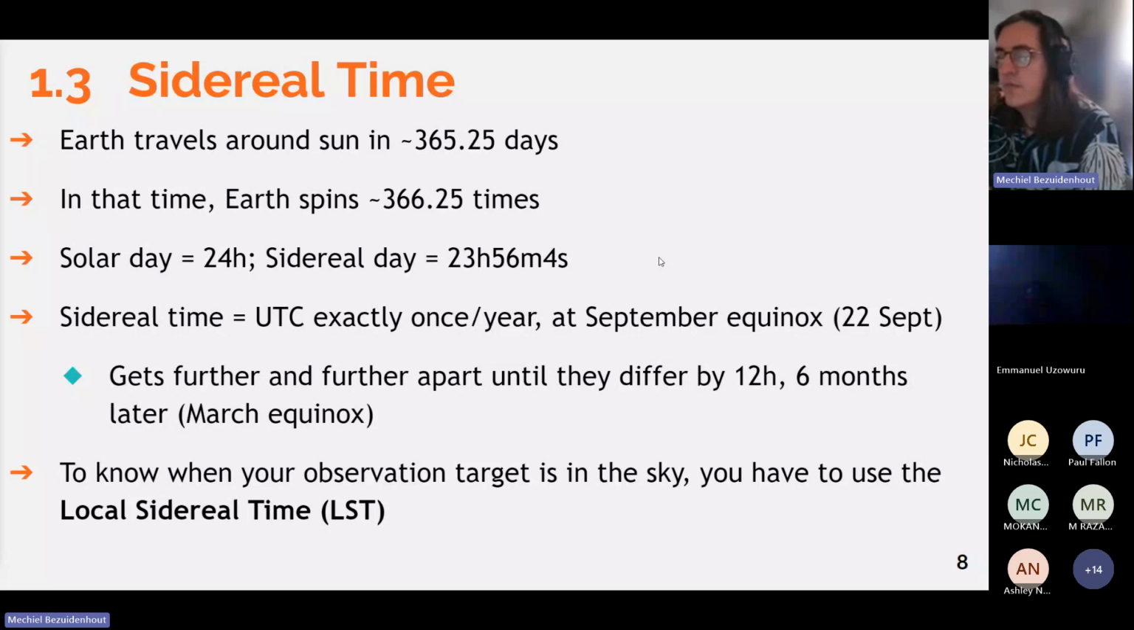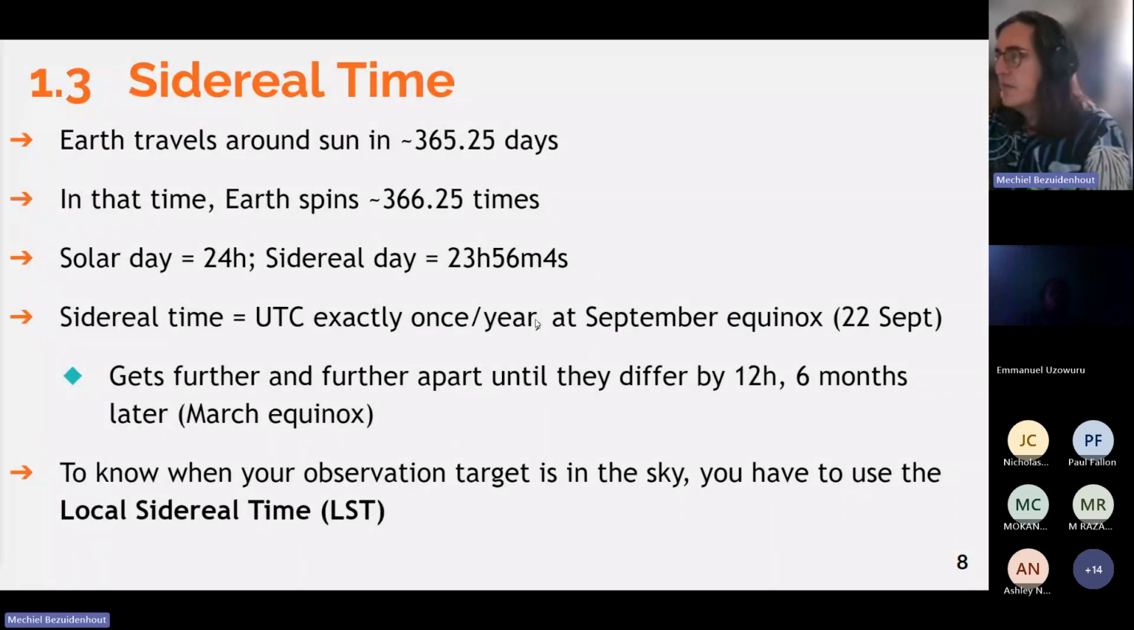And then as we go further in the calendar, the UTC and the sidereal time get further and further apart until 6 months later at the March equinox, they are exactly 12 hours apart, and then they start getting closer together again. For an astronomer, the sidereal time is very important to know because this is the time that you need to use to know if your observation target is in the sky.